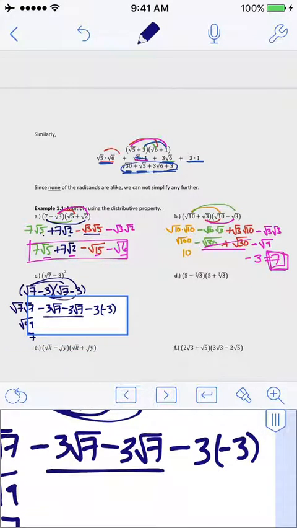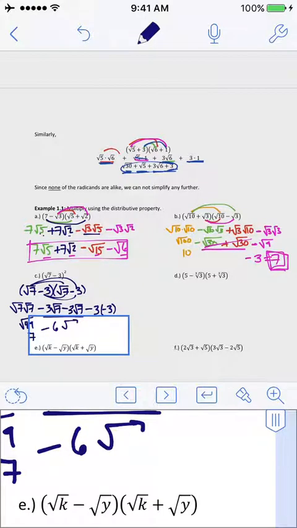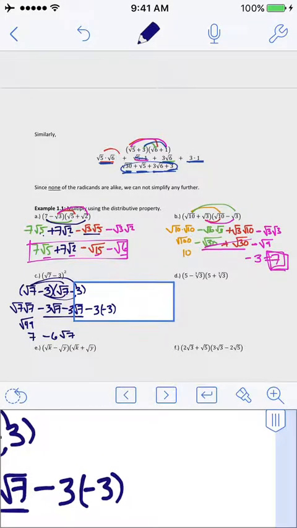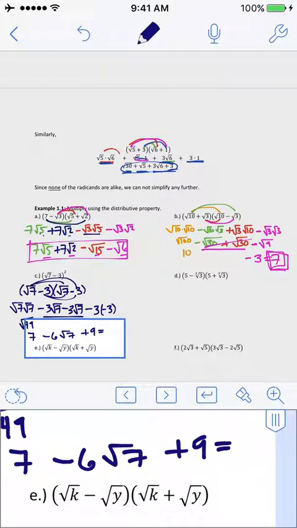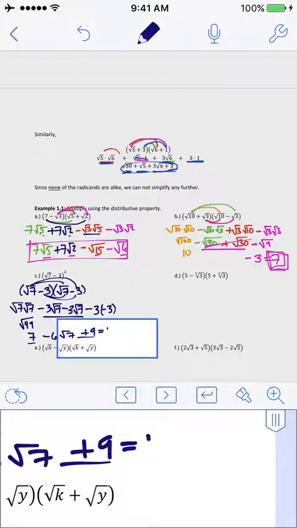Careful, these do not cancel each other out, right? They do not cancel each other out. So I here get negative 6 root 7. And then the last one, negative 3 times negative 3 would be positive 9. I can reduce this just a little bit by combining these like terms. 7 plus 9 is 16, minus 6 root 7.